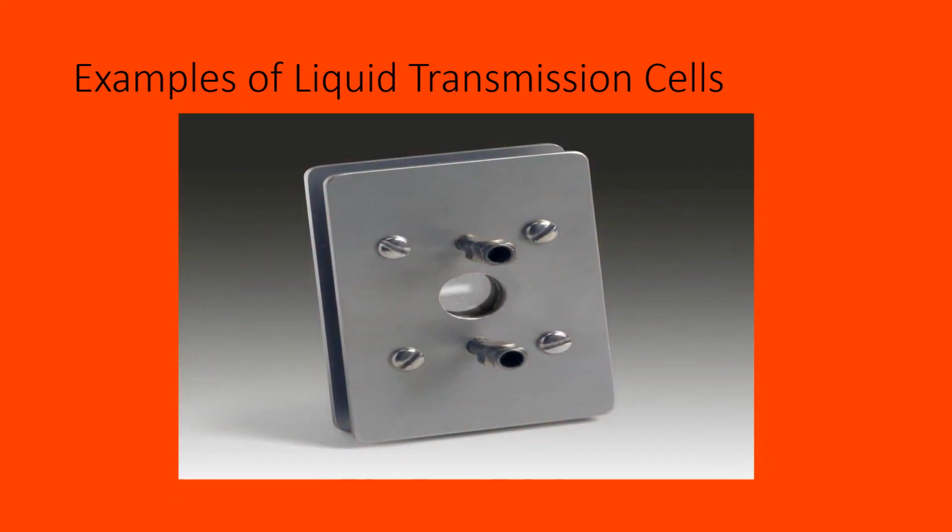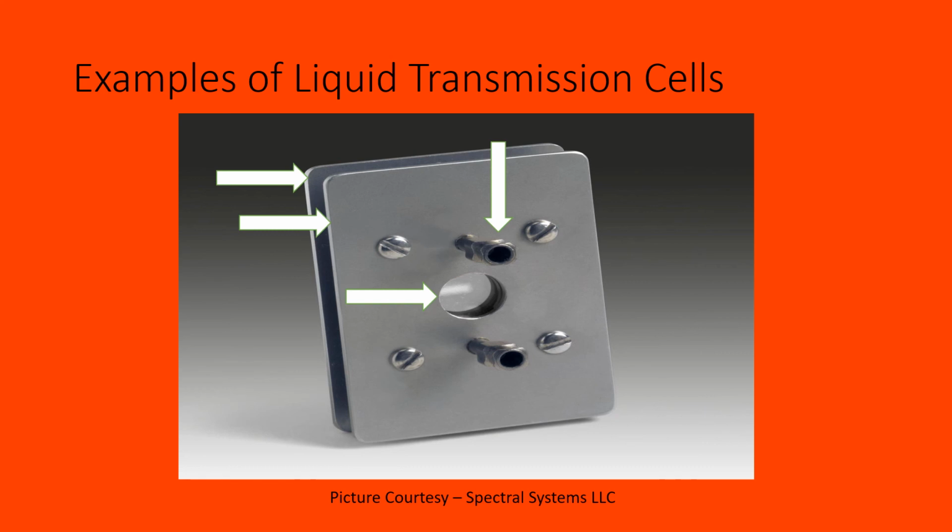Let us see the examples of liquid transmission cells. See, there are two blocks. In between, the cell with 0.6 mm or 1 mm is fixed and the liquid is passed through the one hole, and when it overflows to the other hole, it will be sealed and you have 0.6 or 1 mm thickness of the sample for IR scan.